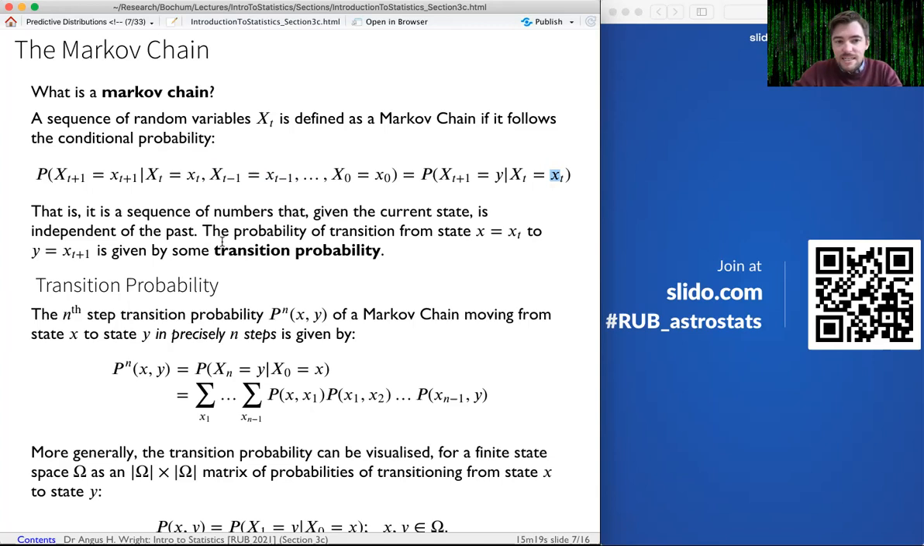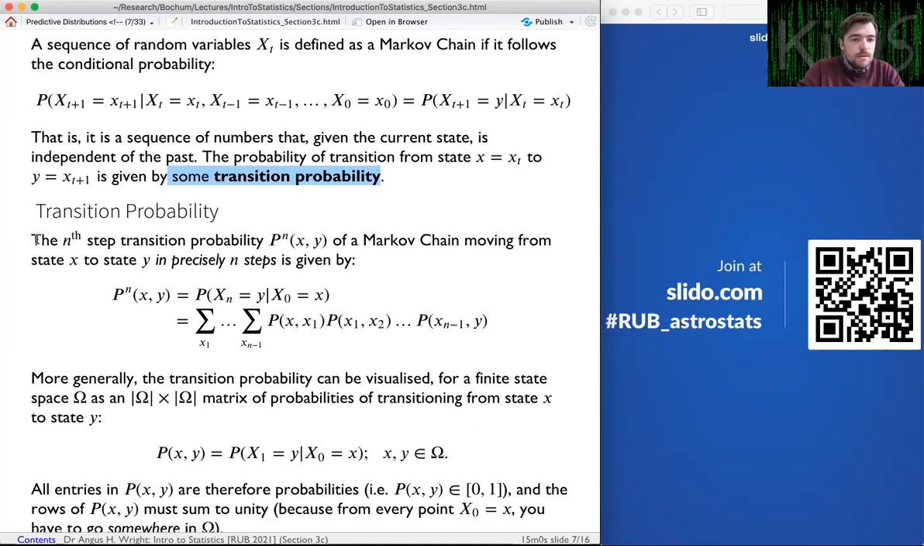The probability for going from x t to x t plus 1, where x t plus 1 can be any of the positions in the state space, is given by something called the transition probability. Okay? So let's formulate this a little bit more.